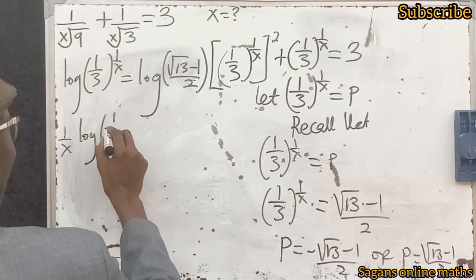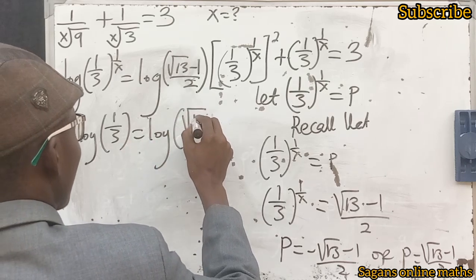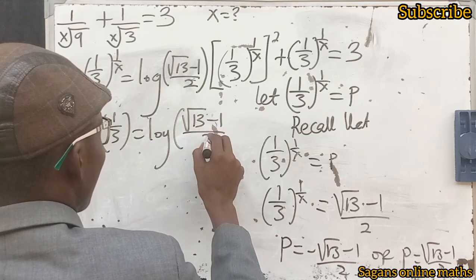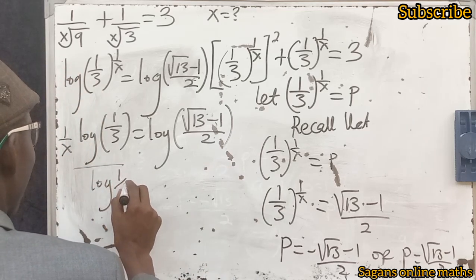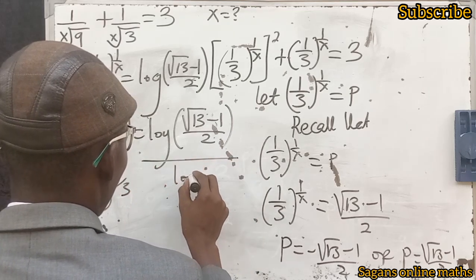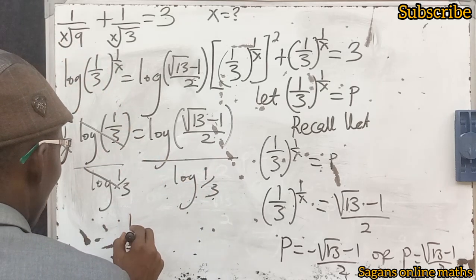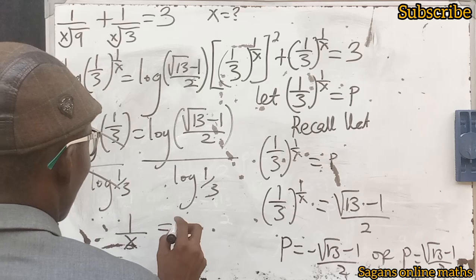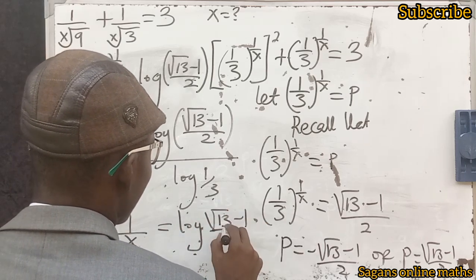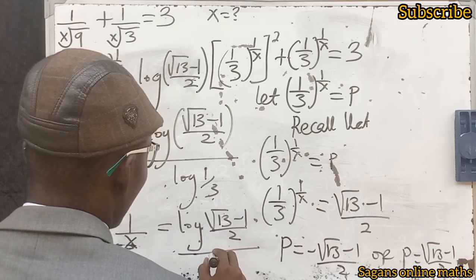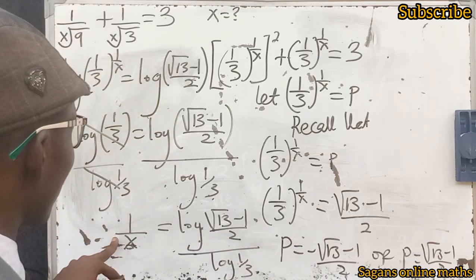Log of 1 over 3 equals log of root 13 minus 1 divided by 2. So if we divide this by log 1 over 3, and divide the whole of this by log 1 over 3, now this will cancel out this. So we are left with 1 divided by x equals log of root 13 minus 1 divided by 2, divided by log 1 over 3. But we are not still getting the value of x.